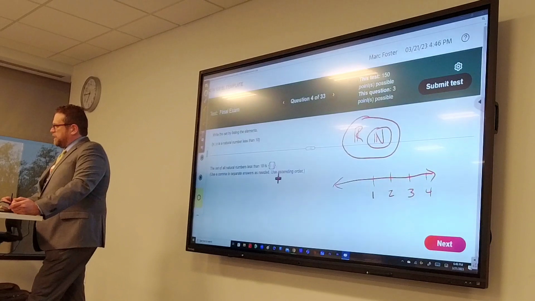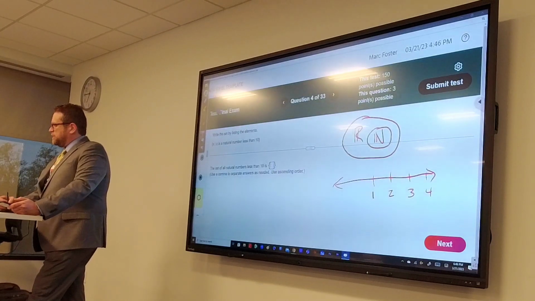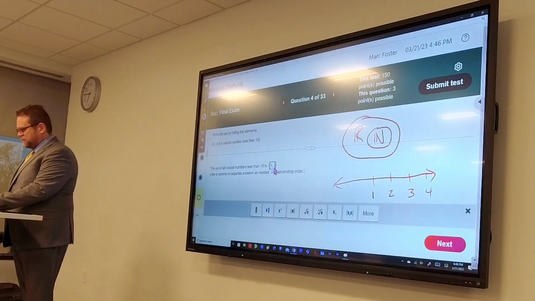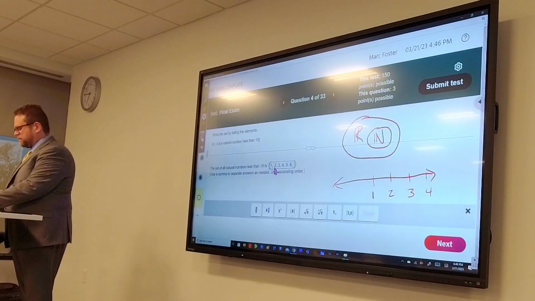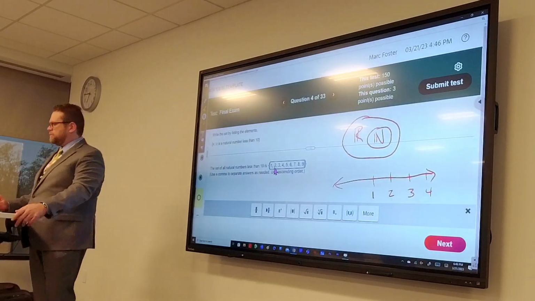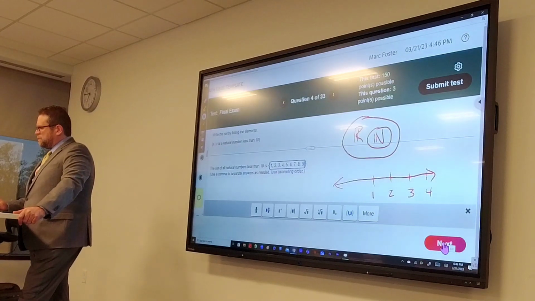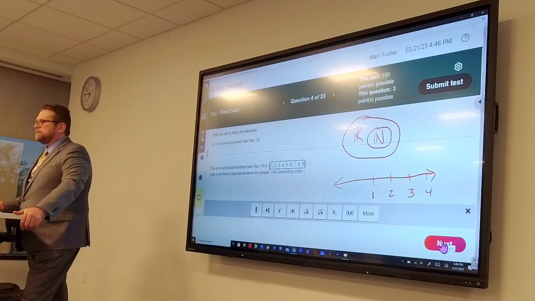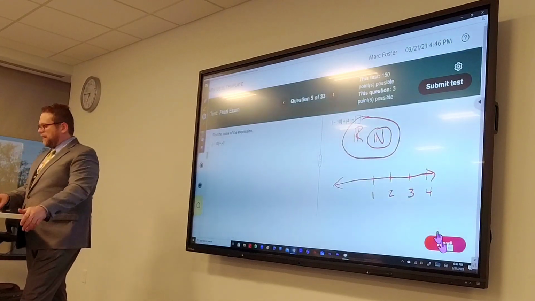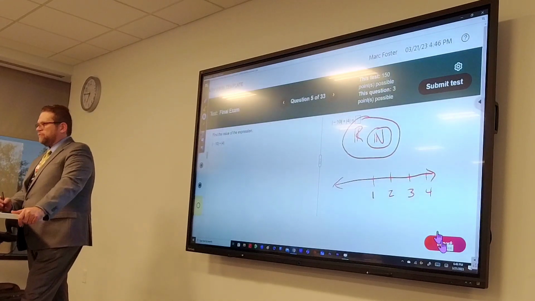Then if I want all the natural numbers less than 10, should I include 10? No. So the numbers are 1, 2, 3, 4, 5, 6, 7, 8, and 9. There's the answer. And it has to start at 1. Can't have 0. If I throw in 0 and all the negatives, those are the integers.